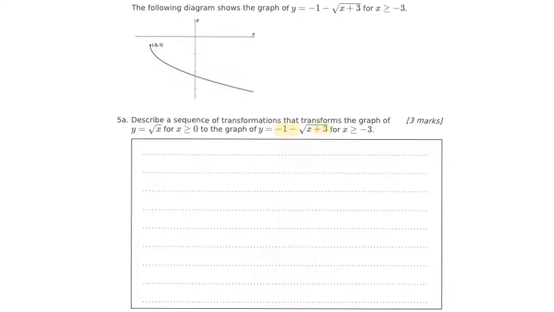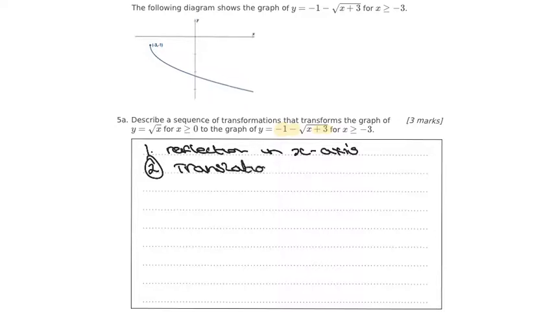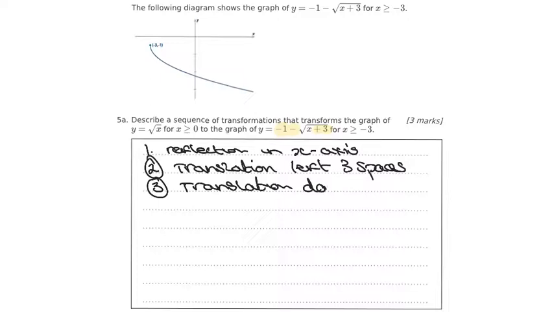So the 3 transformations are 1, reflection in x-axis, 2, translation left 3 spaces, and the third one, translation down 1 space.